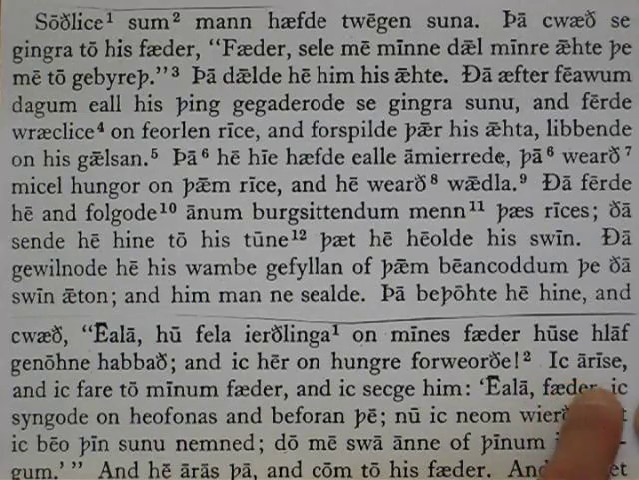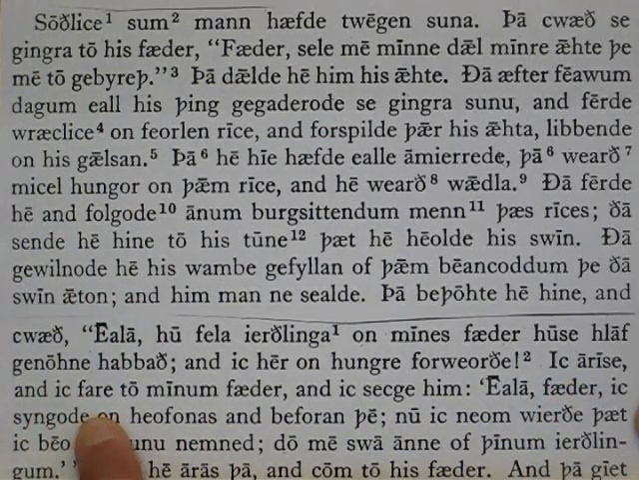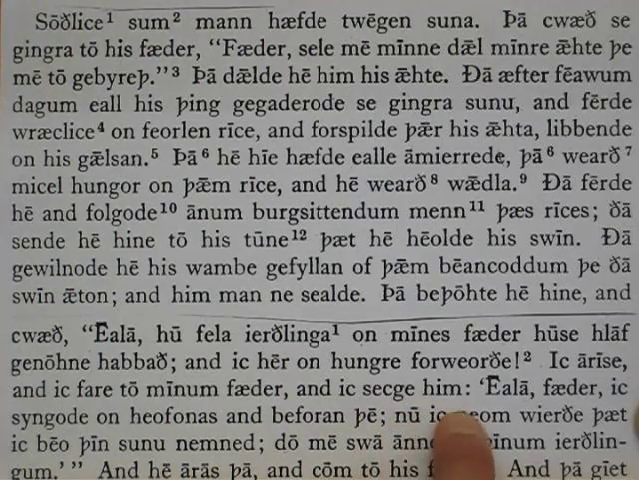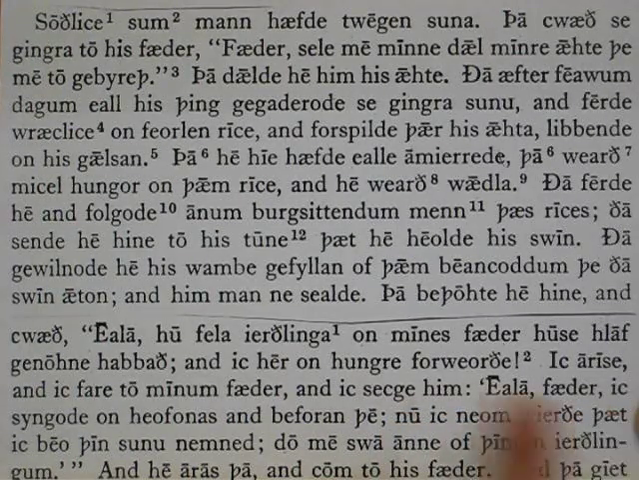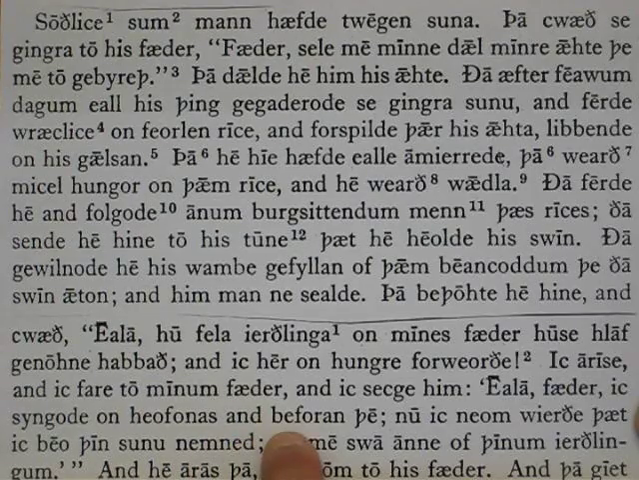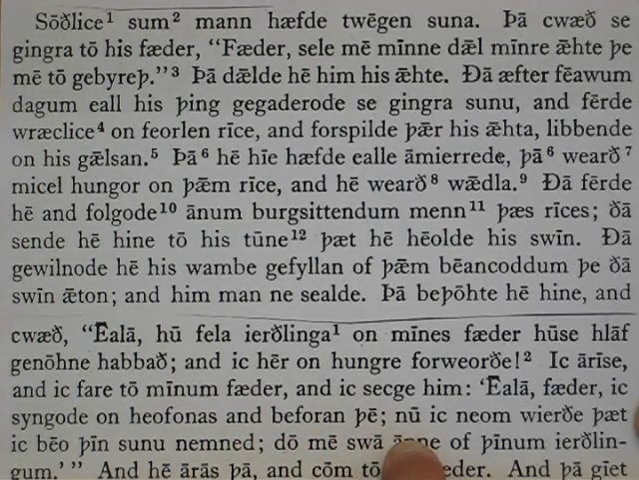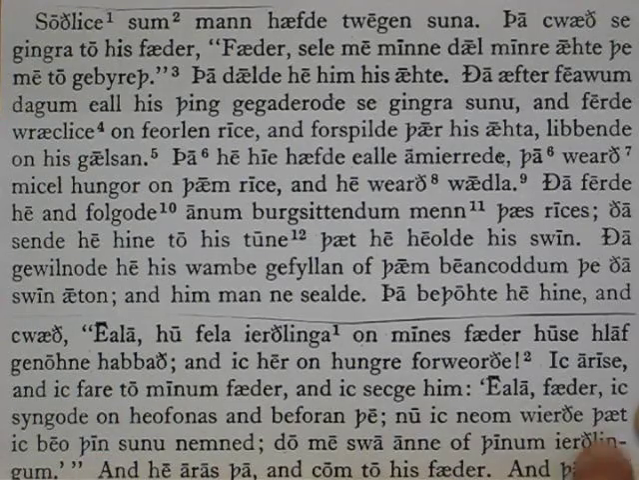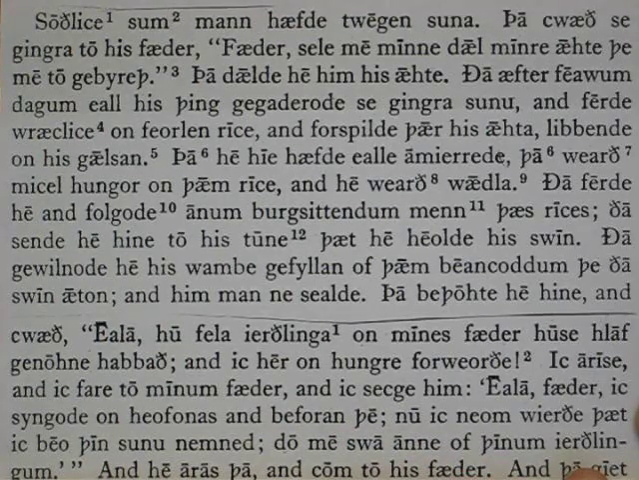Ik arise, I will arise, und ik fare, and I will go, to meinem vader, to my father, und ich zegge him, and I say to him, Jala vader, alas father, ik sungode, I sinned, on hilfenas, against heaven, und beforen thee, and before thee, nu ik neom werthe, now I am not worthy, that ik biu thin sunu nemned, that I may be called your son. I'm not worthy to be your son. Do me swa, make me so, Anna of thinem eertlingum, one of thy workers, one of thy servants.